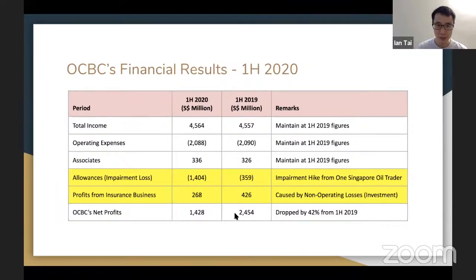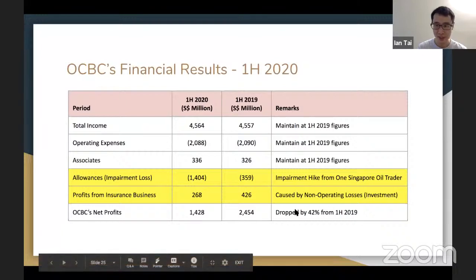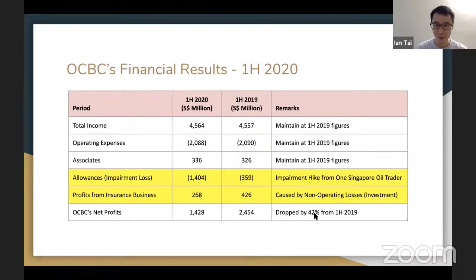So therefore, the net profits for the first half of 2020 have dropped at a rate of 42% from the first half of 2019. So it's like, oh, it dropped 42%, all right? And it's actually mainly caused by these two. So I'm going to explain why that is so, okay?